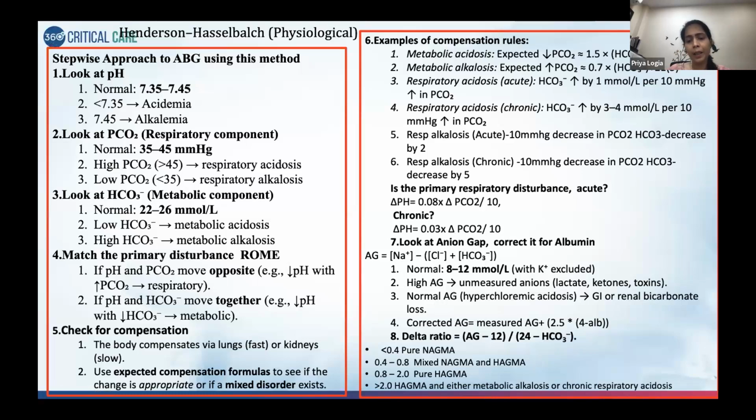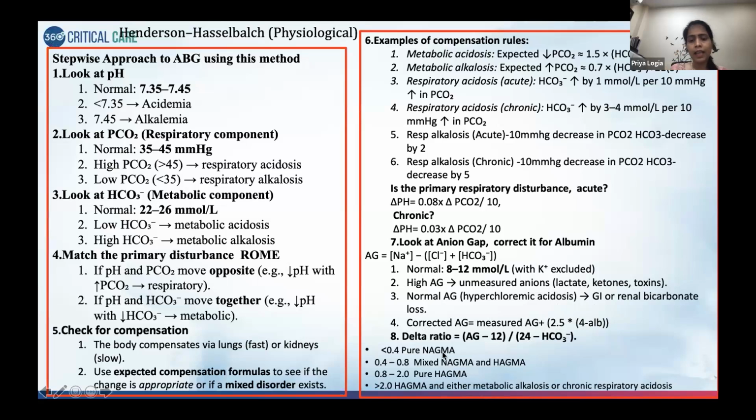So for the corrected anion gap, what is the factor? Just remember the factor 2.5. Normal albumin is 4. If your albumin is 2, then 4 minus 2 is 2. 2 multiplied by 2.5 will be somewhere around 5. So if your anion gap is 7, you'll have to add that correction factor for the albumin. So this is the formula for the corrected anion gap.